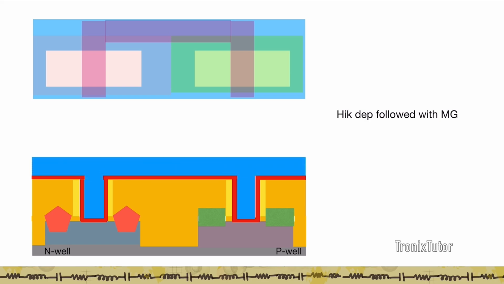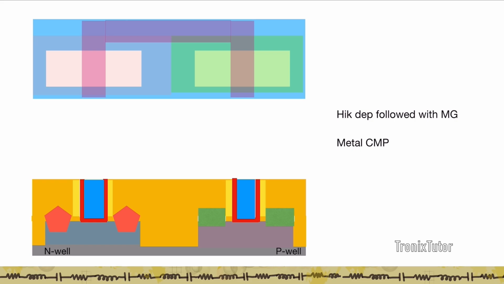In both the NMOS and the PMOS, this blue represents the metal gate, and the red represents the high K. So the high K and the metal gate are put down one after the other, and this sets the work function of the NMOS gate and sets the work function of the PMOS gate. Once that is done, the next step is using a CMP process to remove the metal from the areas which are not the gate.